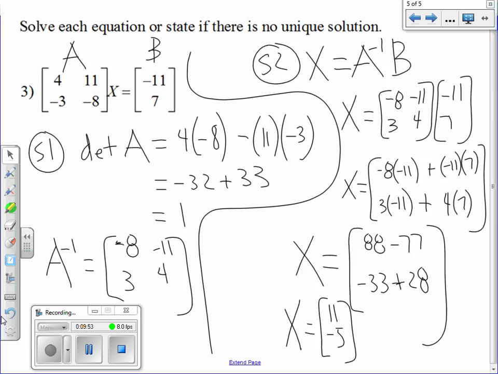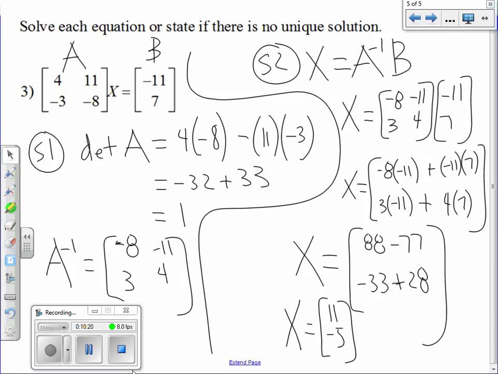Well, check this out. A lot of interesting things happening in this problem. Let's go to the very end first, and then we'll backtrack to the beginning and run through it right quick. The matrix X that I got was 11, negative 5. How did I do that? I started off by finding my inverse if it exists. That existence hinges on what the determinant is. As long as your determinant's not 0, you're in business, you can find the inverse.